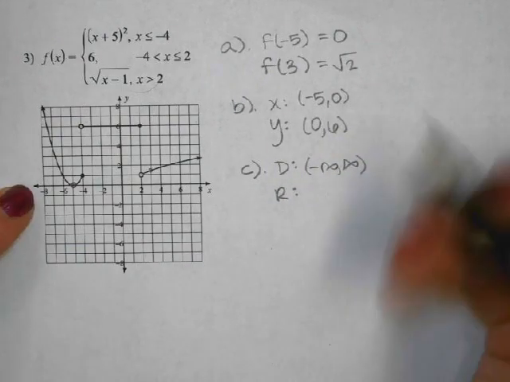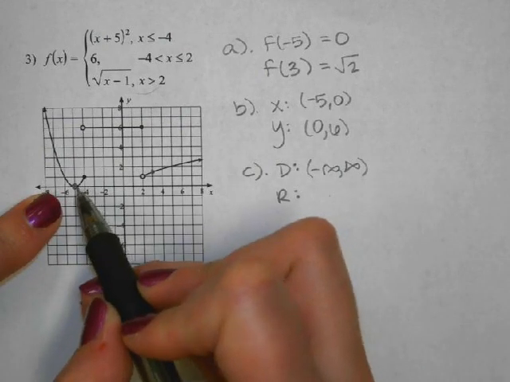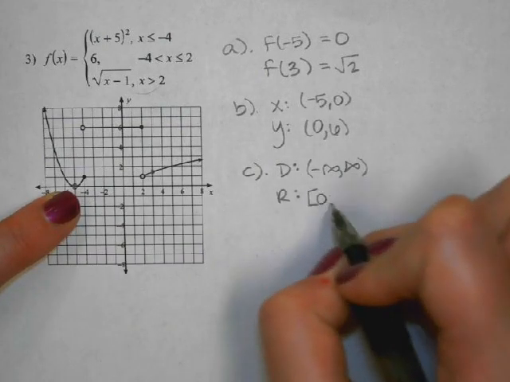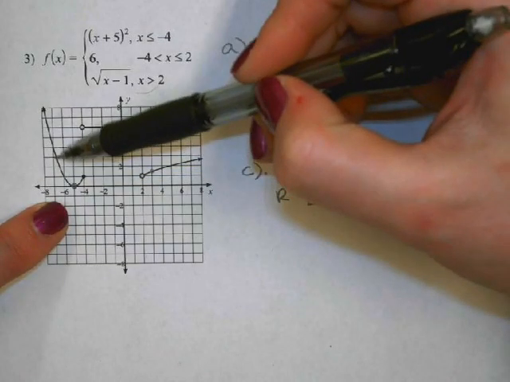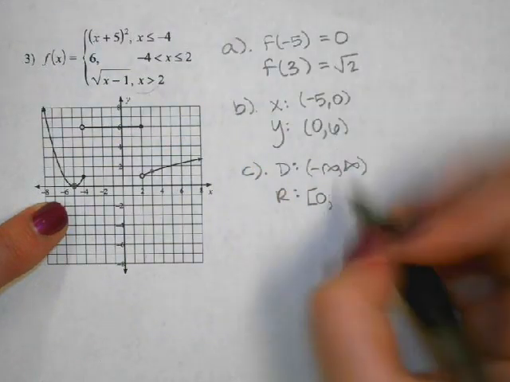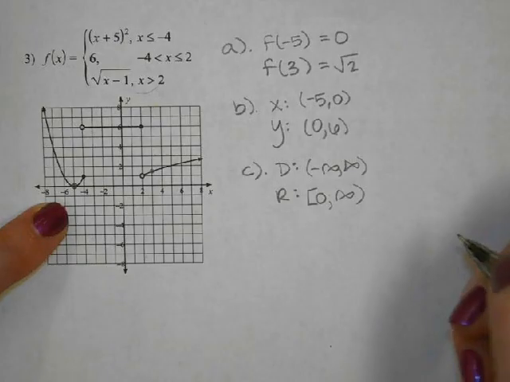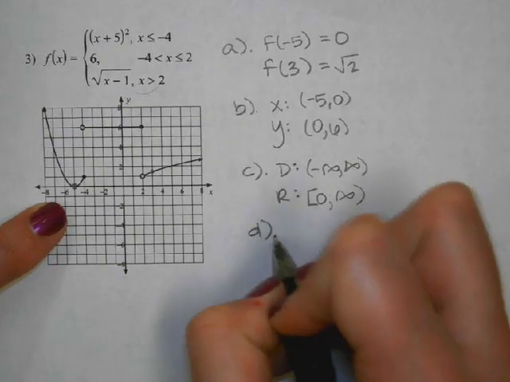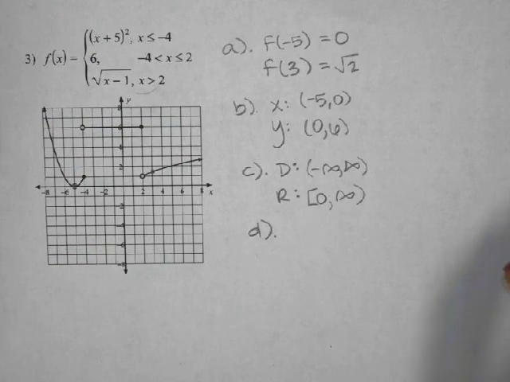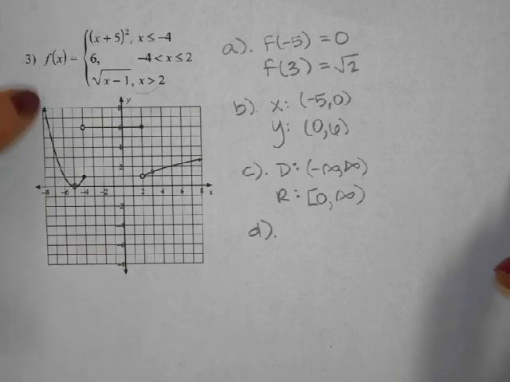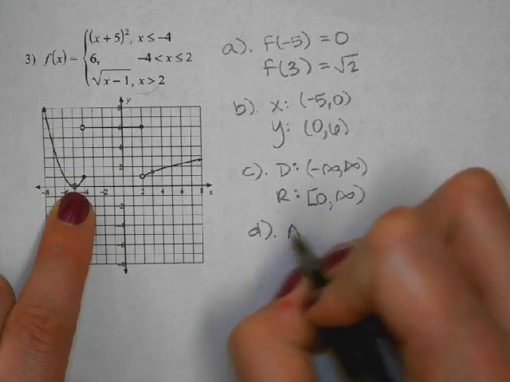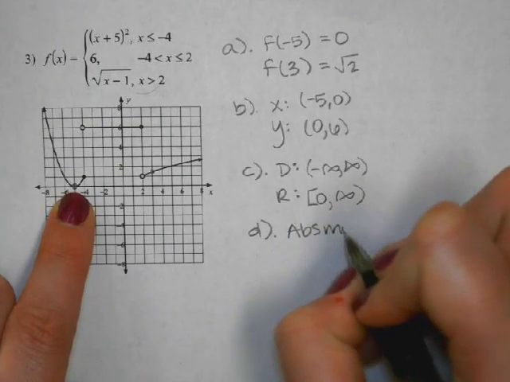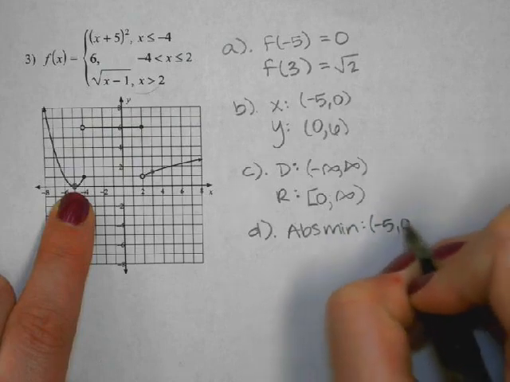For the range, we're going to look how far down the graph goes. The graph goes down to 0, and it includes 0. And then I don't even have to look at these other pieces. I can see that the range is going to use all these y values, and it goes up forever. So I'm just going to say 0 to infinity. For D, that was absolute maximums and absolute minimums. We do not have an absolute maximum because this graph does go up forever, but we do have an absolute minimum. It was that same x-intercept right there. So the absolute minimum is the point -5, 0.